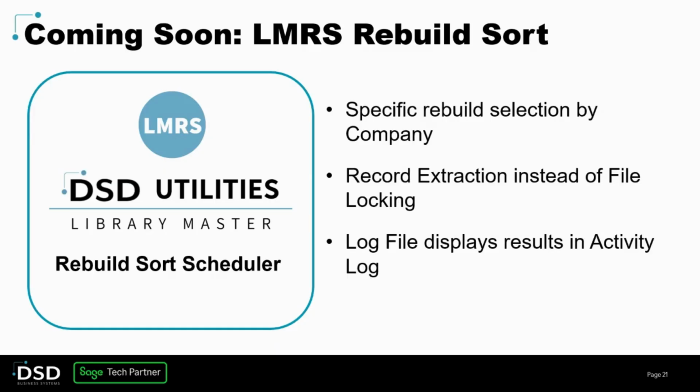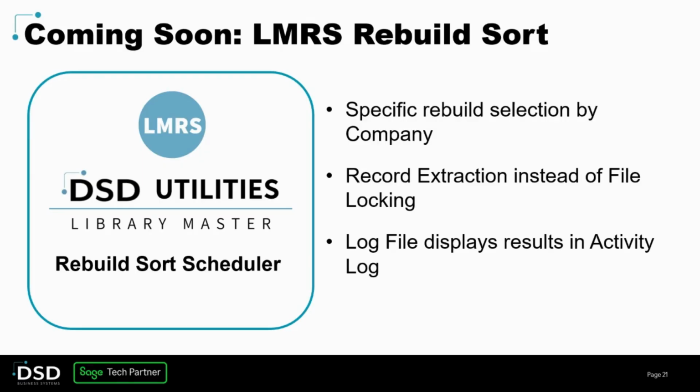This is our LMRS rebuild sort scheduler. This takes the Sage 100 sort rebuilds to be put into a single utility that you can then schedule. So Sage's standard sort rebuilds, you can't schedule them. It also does file locking. So if you have users in the system, then the sort rebuilds cannot be run. So with this enhancement, we've taken all the sort rebuild tasks and put them in a single utility.